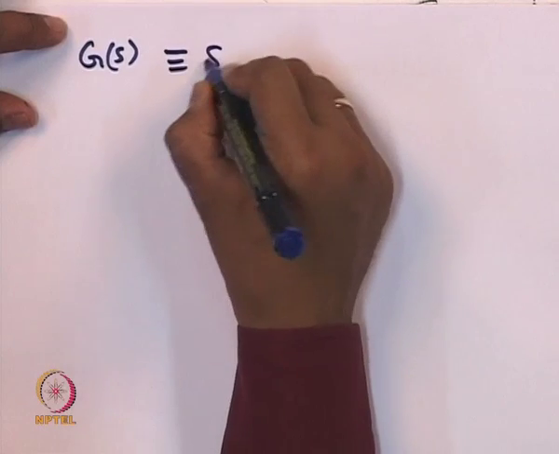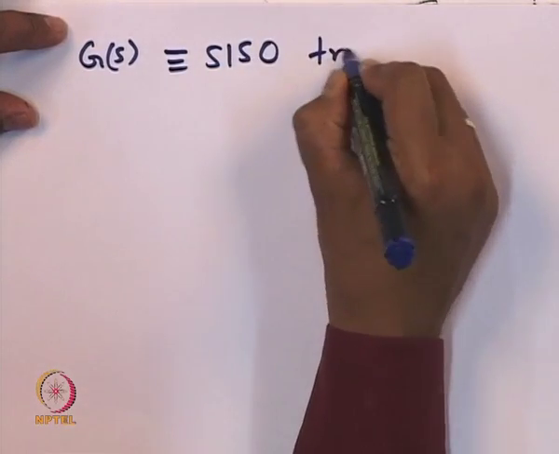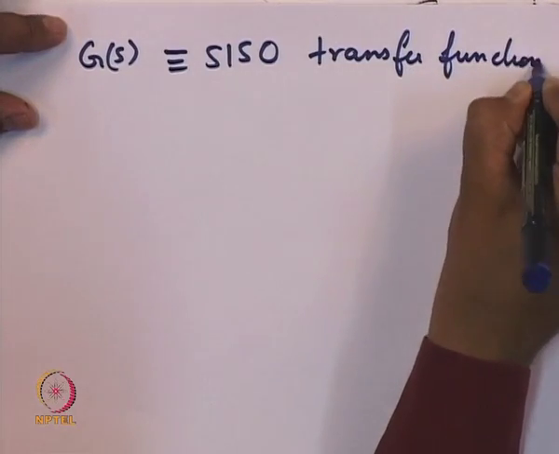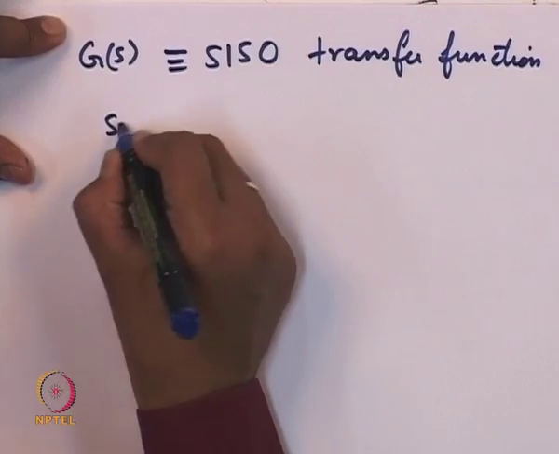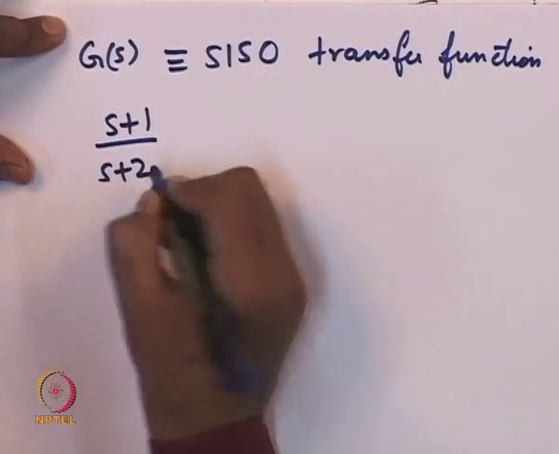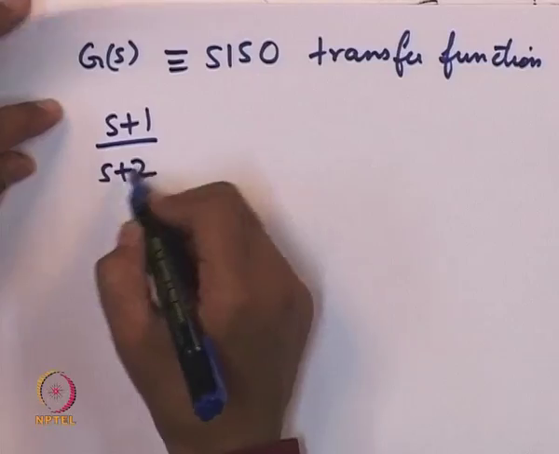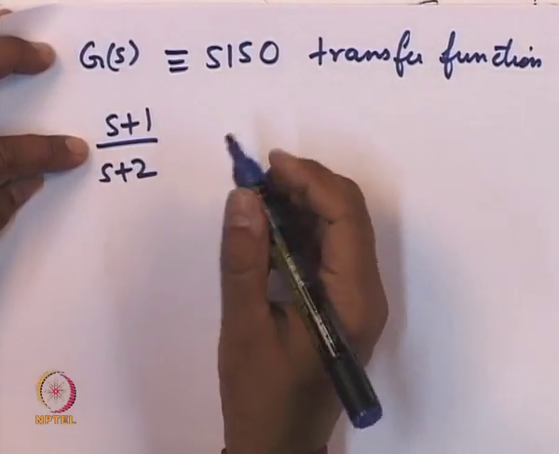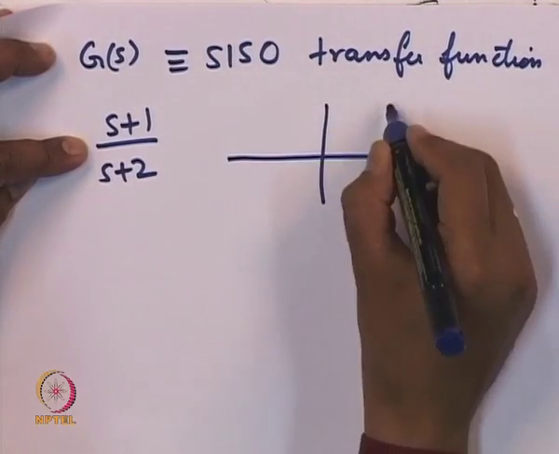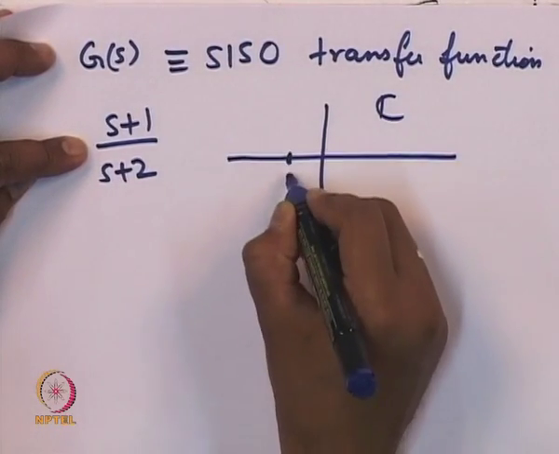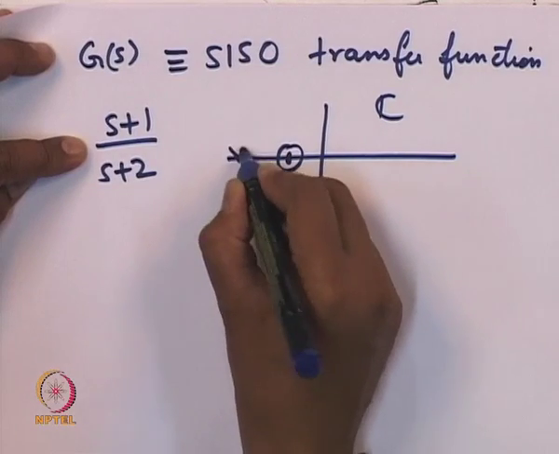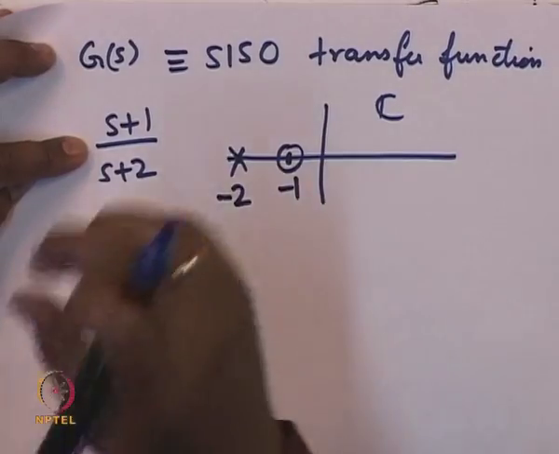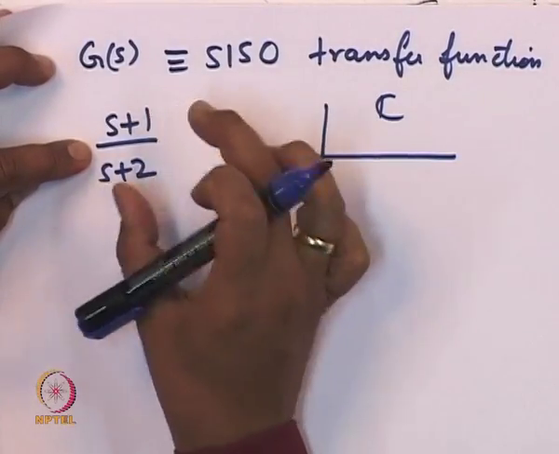SISO, consider some SISO transfer function. For example, take (s plus 1) over (s plus 2). So, this particular system, is it stable? Yeah, it has its poles in the left half complex plane. This is a zero, this is a pole, minus 2, minus 1. So, for this transfer function, this is stable.